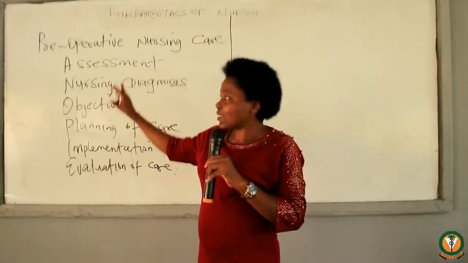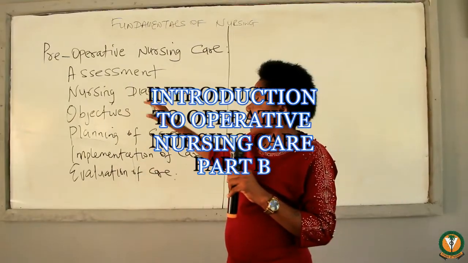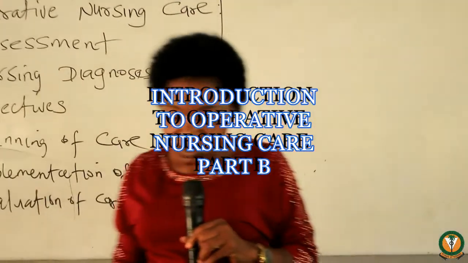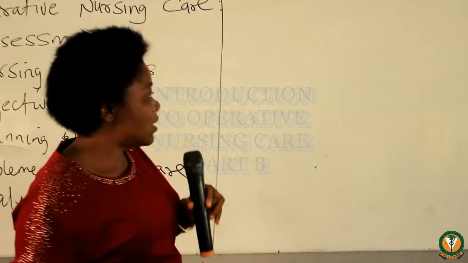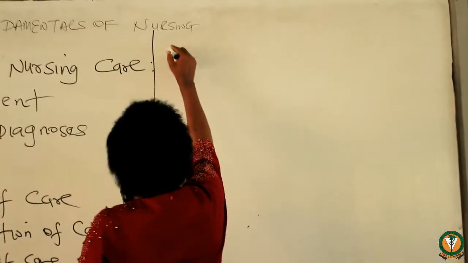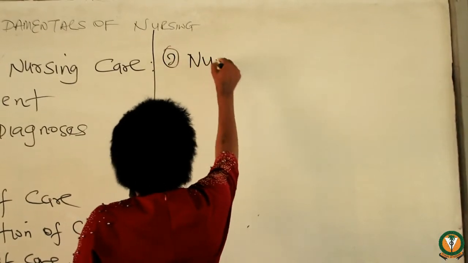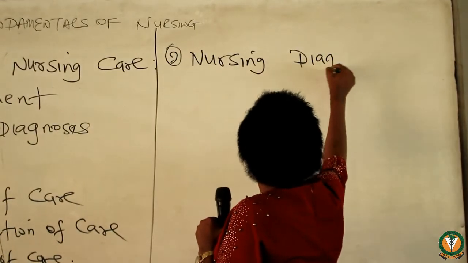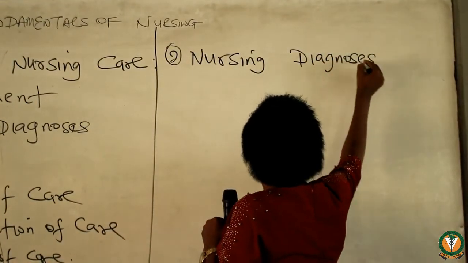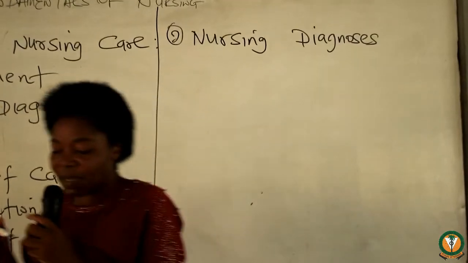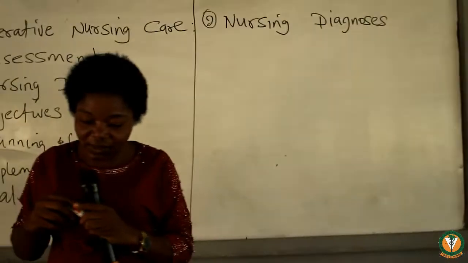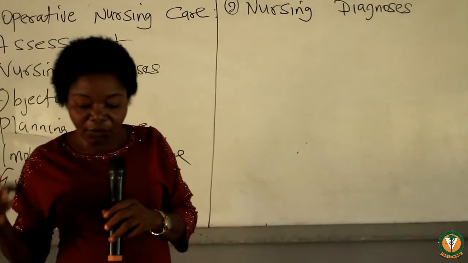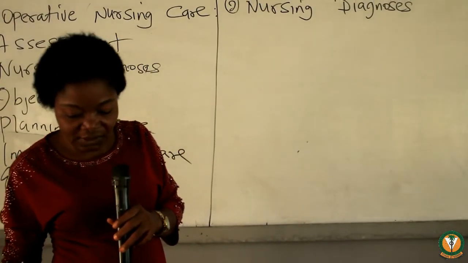Having done our assessment, the first step in perioperative nursing care, we are going to move over to nursing diagnosis. From the pertinent data we collected from the patients, we are going to cluster them together, and from this we now form our nursing diagnosis.